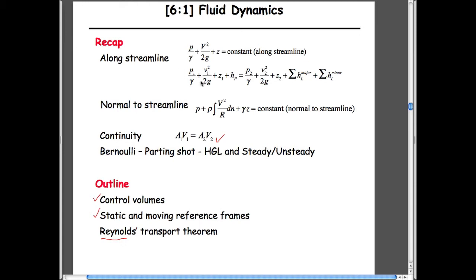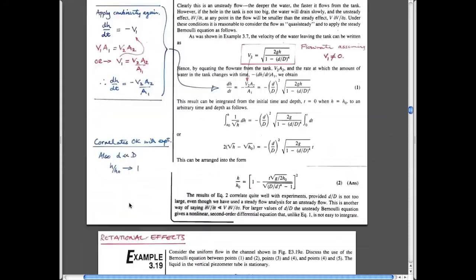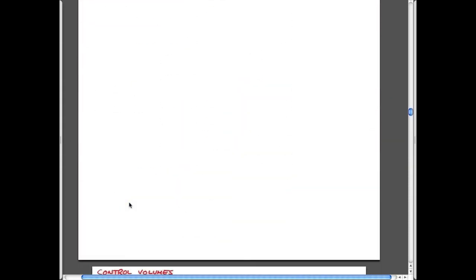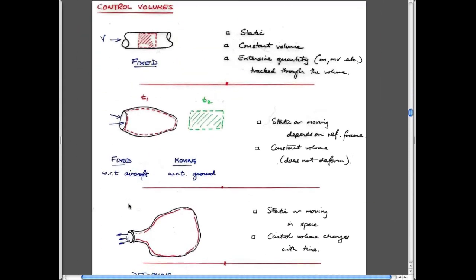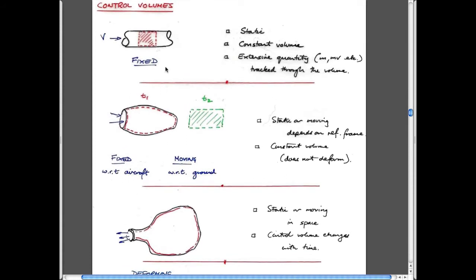So to do that, we need to first of all figure out exactly what control volumes mean, to look at the relevance of static and moving control volumes. So the simplest way I can illustrate these different points is to look at these three different kinds of control volumes.